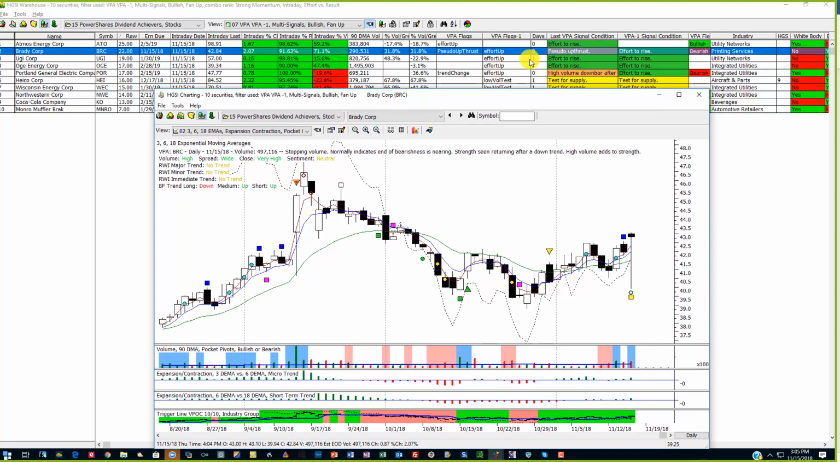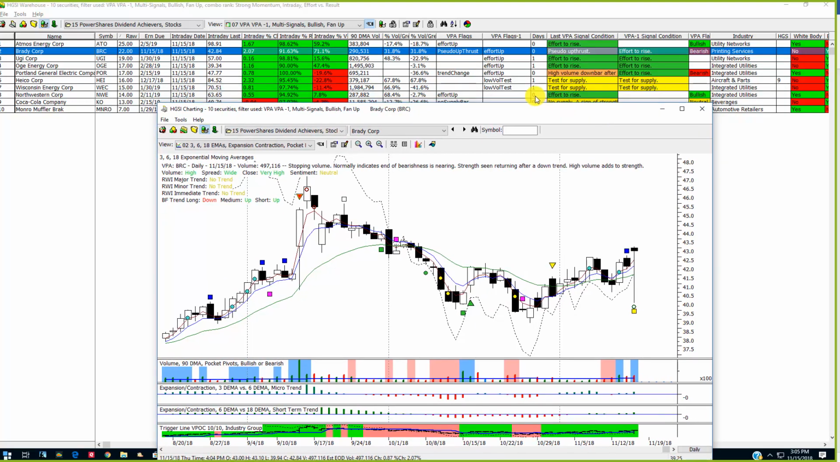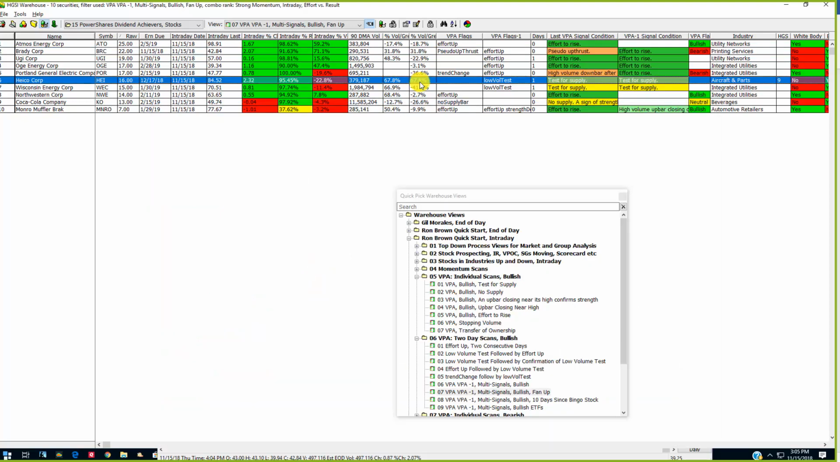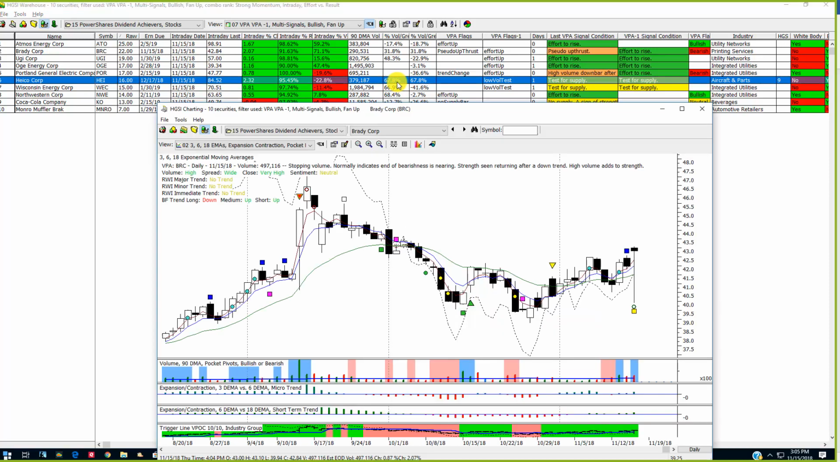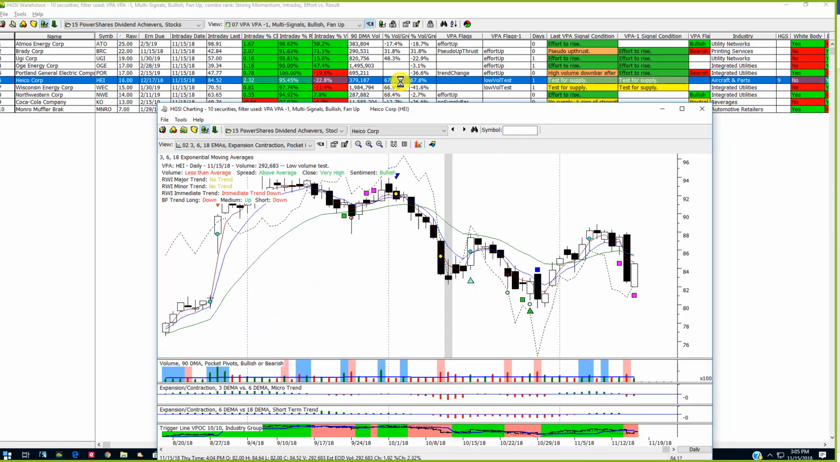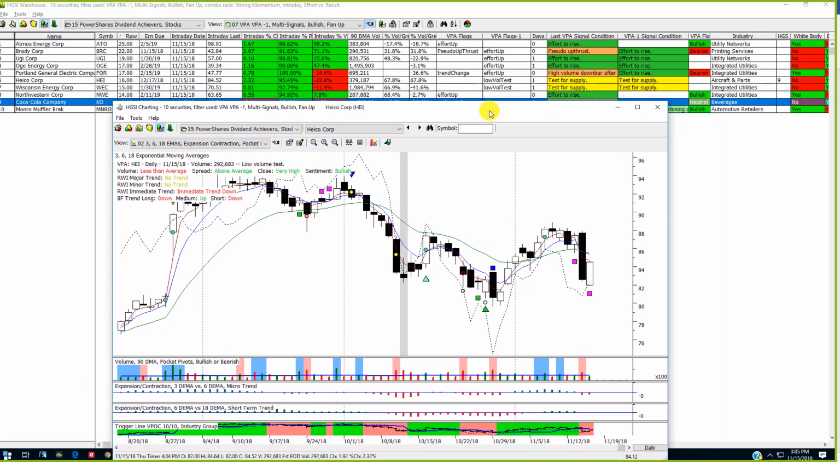So I just use this warehouse view to try to visualize what these stocks are doing before I bring the chart up. Let's look at this one right here. 2 days ago, low volume test, nothing yesterday, but there was a pocket pivot yesterday. So let's see how this stock looks. Oh, that doesn't look right, does it? Let's see.